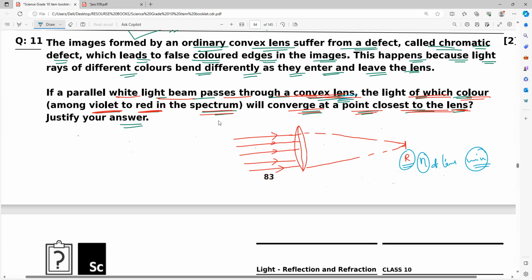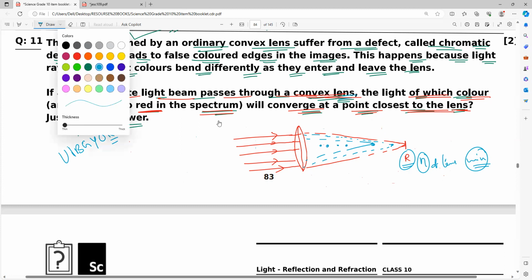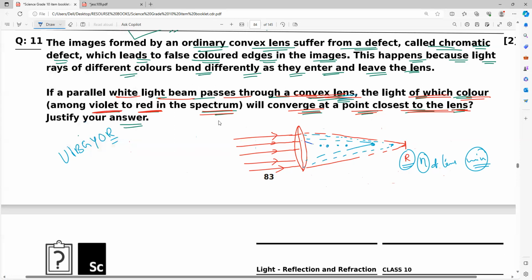Now after red, tell me the colors. VIBGYOR. After red, at a little less distance, which color will be converging? Orange. Next, yellow. Next, green. Next, blue. Next, indigo. Next, violet. So who will be maximum closest to the lens? Which will converge closest to the lens?